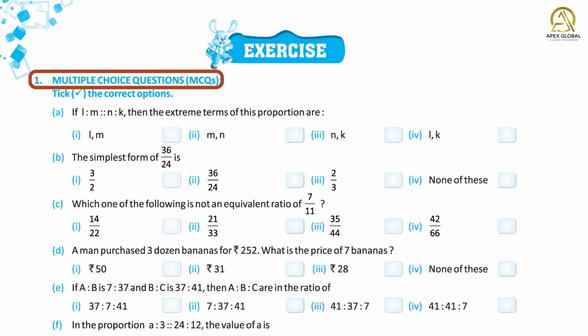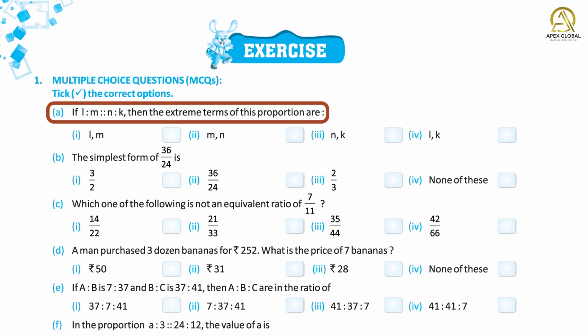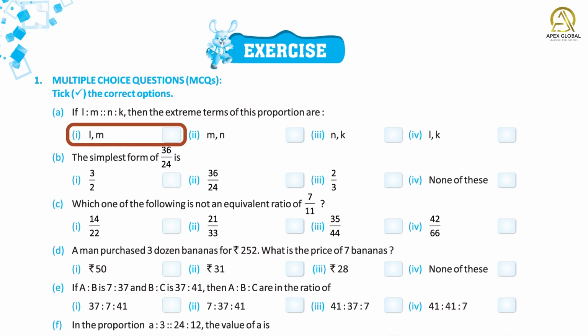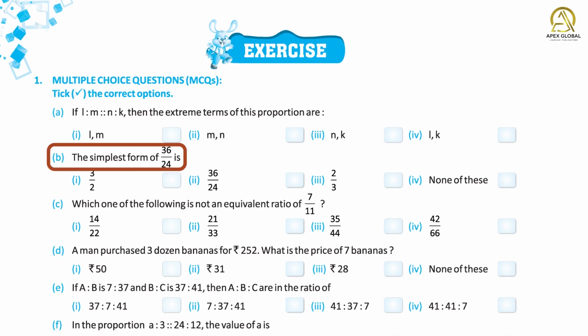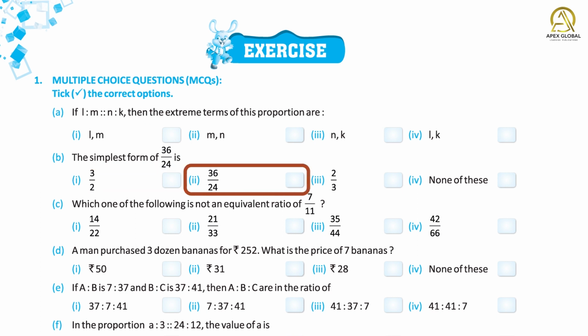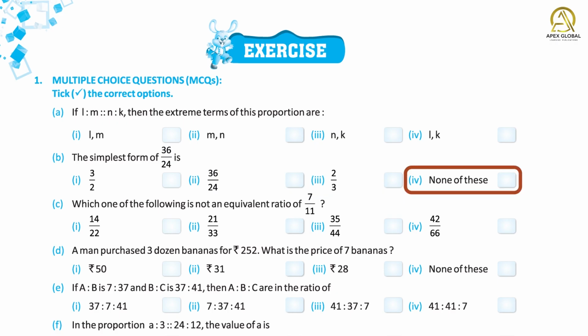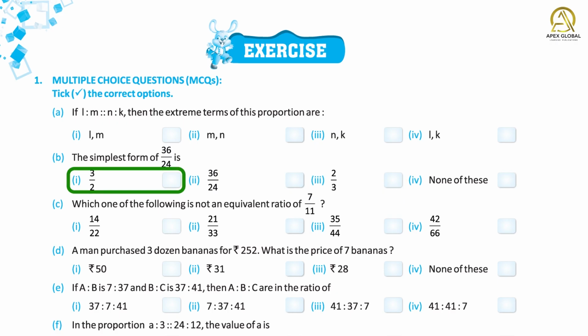Exercises. Question 1. Multiple choice questions. Tick the correct options. A. If L ratio M is to N ratio K, then the extreme terms of this proportion are: first LM, second MN, third NK, fourth LK. Solution: fourth, LK. B. The simplest form of 36 ratio 24 is: first 3 upon 2, second 36 upon 24, third 2 upon 3, fourth none of these.